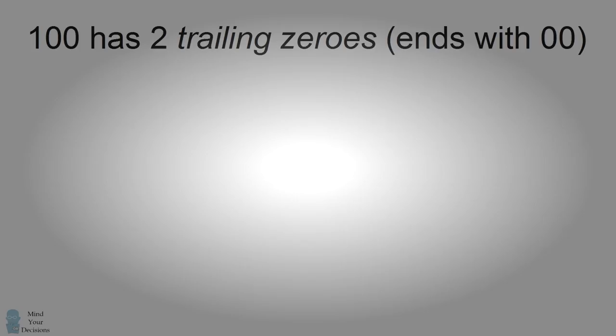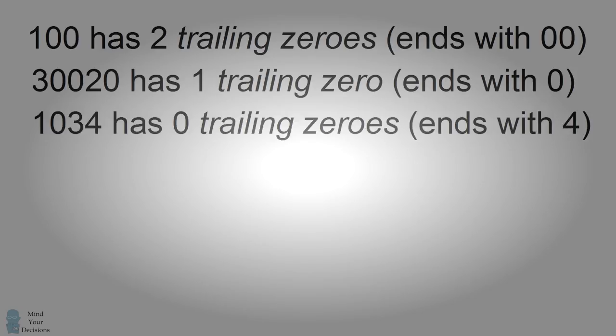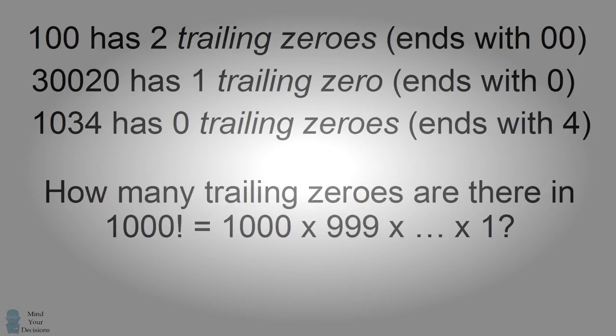The number 100 has 2 trailing zeros. The number ends in 2 zeros. The number 30,020 has 1 trailing zero because it ends in 1 zero. The number 1034 has no trailing zeros. It does not end in a zero. How many trailing zeros are there in the number 1000 factorial?